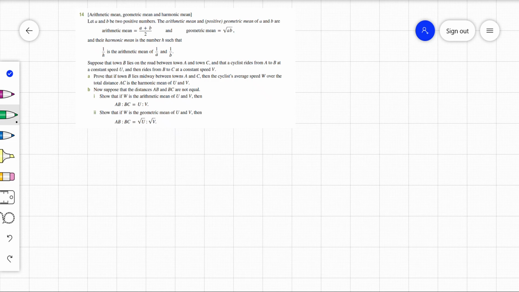Alright, so we've got these two towns, A, B, and C, with town B somewhere in the middle. Let's make the distance between A and B x1 and the distance between B and C x2, and the time it takes between A and B is t1, the time it takes between B and C is t2.